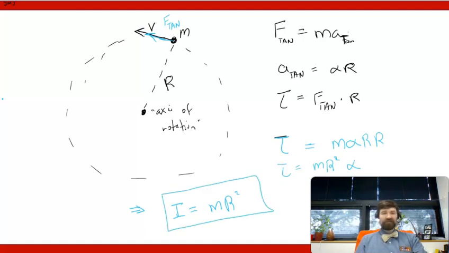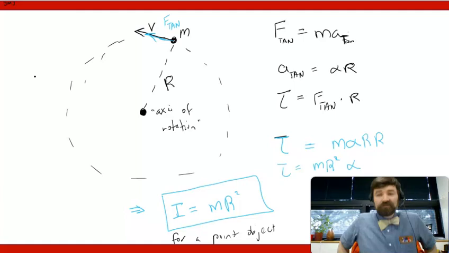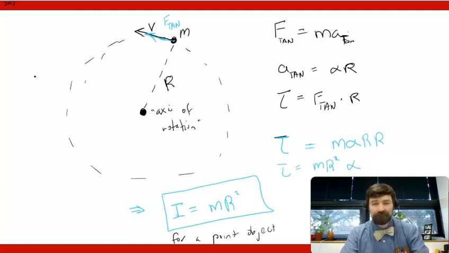Now again, this is for a point object, specifically a point object which is moving some distance r from its axis of rotation. All right, so we've determined what the point object moment of inertia is. This also, by the way, works for an extended object, but with a caveat.